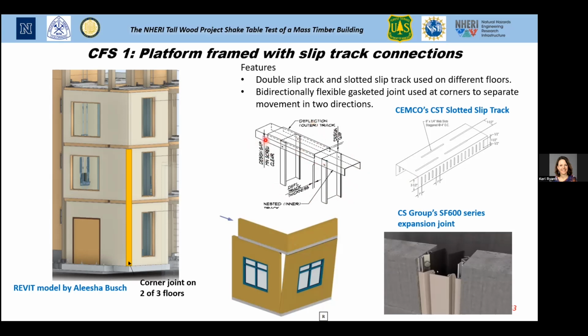Okay, so the one way that we're exploring is we call it a double track. So you have two tracks at the top, they're nested, and the slip occurs between the two tracks. They're not connected together, just like a sliding door.